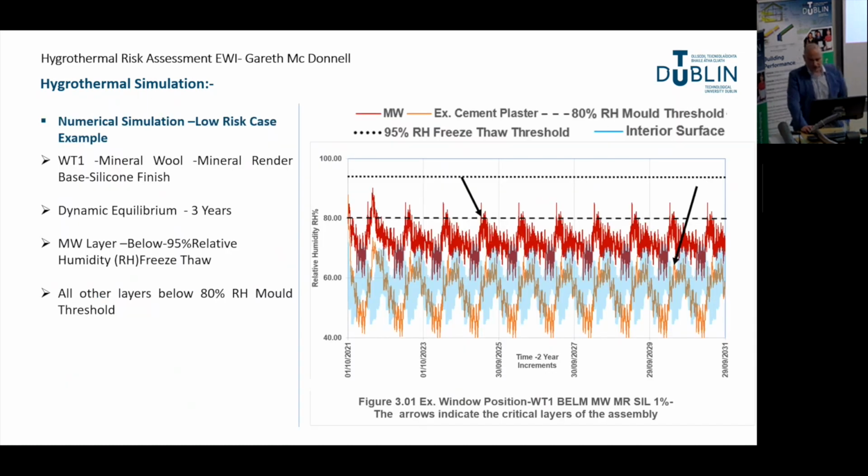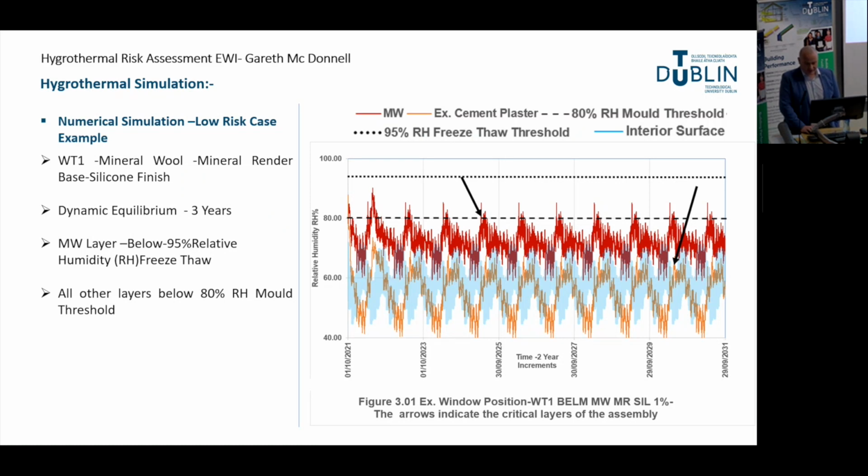Before delving into the results, I wanted to give you an idea of what a low, medium, and high risk look like. This graph indicates an example of a low risk case with mineral wool and mineral render simulated onto wall type 1. The arrows indicate the critical layers of the assembly. The relative humidity in the assembly has settled into equilibrium after 3 years.